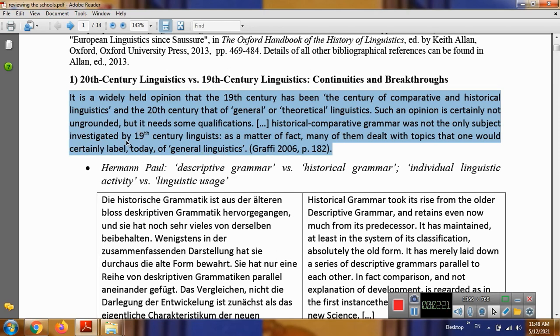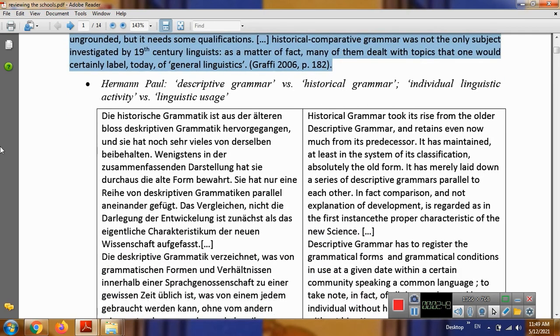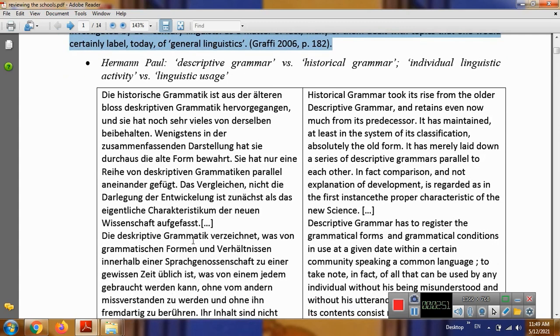Okay, in the 19th century, many of those researchers were dealing with matters which we consider as general linguistics. At this point, the reference is from Graffi, 2006, on this page. Here we will read these matters, translated from the original version.